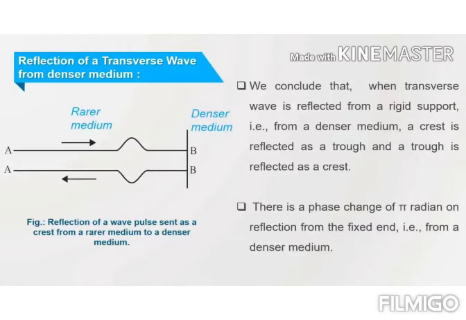Hence, from example 1, we can conclude that when a transverse wave is reflected from a rigid support, that is, from a denser medium, a crest is reflected as a trough and a trough is reflected as a crest. Again, one more thing we can conclude here is that there is a phase change of pi radian on reflection from a fixed end, that is from a denser medium.